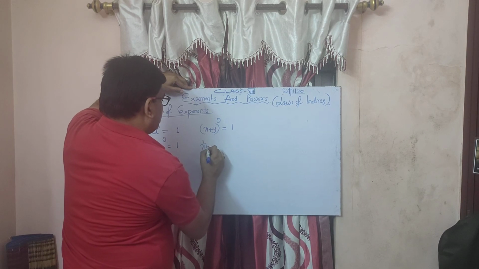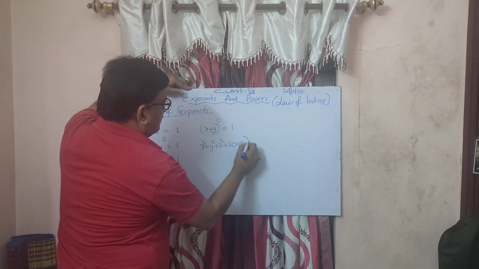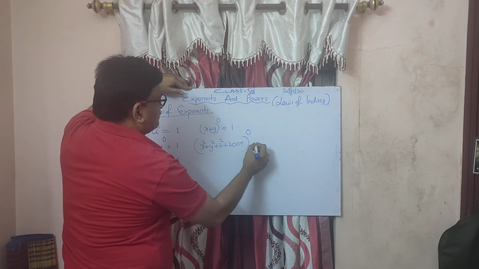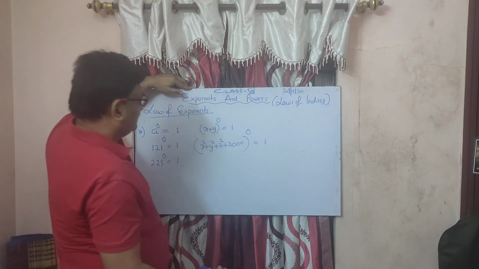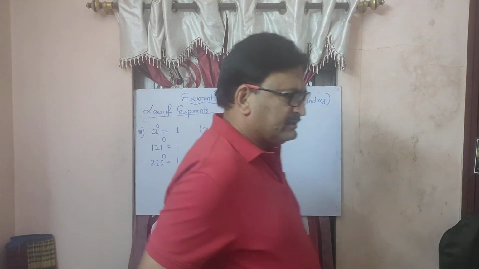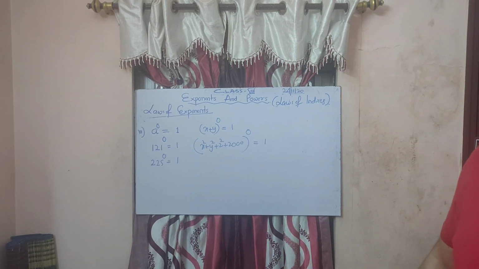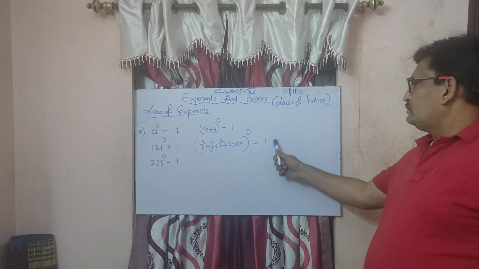x square plus y square plus z square plus 2000, if the bracket is there and the power is 0, then the answer is 1. Anything, if any number has the power 0, the answer must be equal to 1.